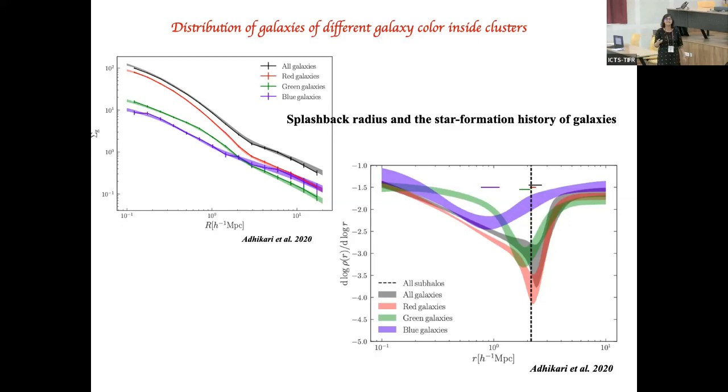And what we essentially found is that they look quite significantly different from each other. The red galaxies have a very sharp feature in their profile, whereas green and blue galaxies don't show as sharp a feature, and also the location of the minimum actually shifts as a function of the galaxy color.